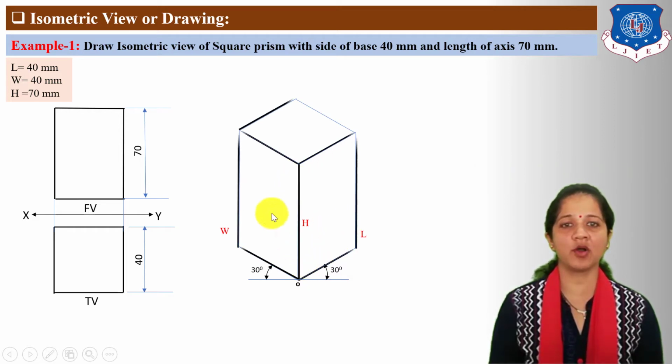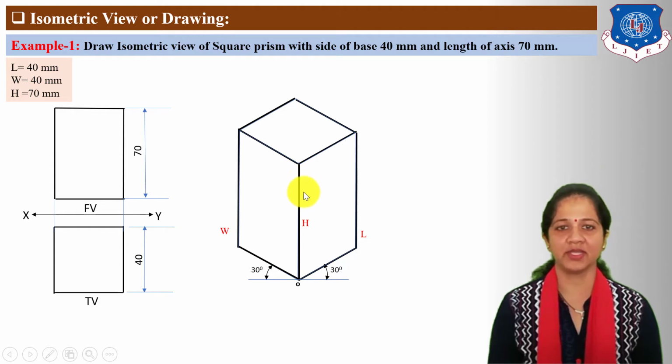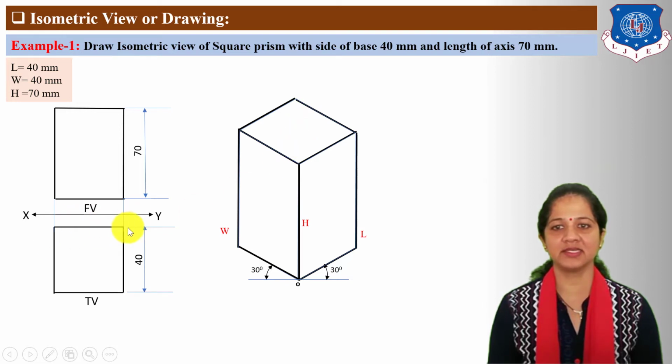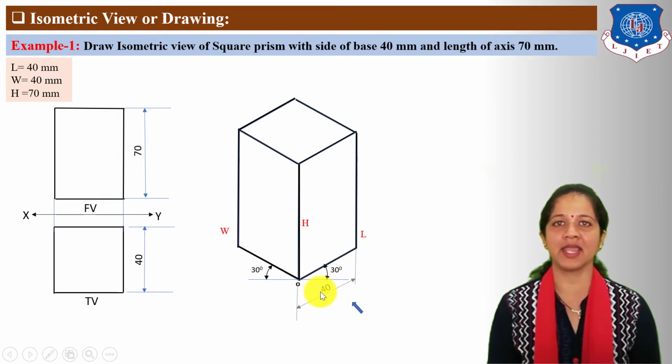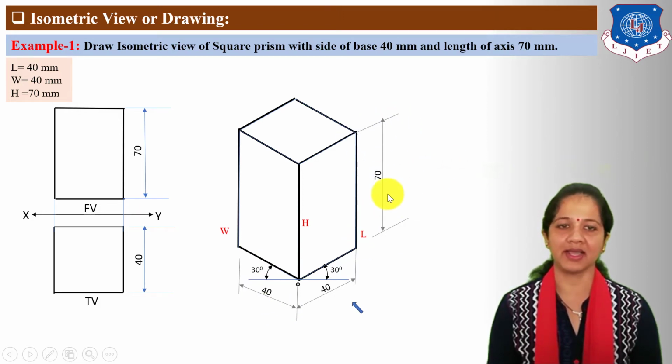Here, this 3D box indicates the square prism. You can see here, the top view of this square prism is a square and the front view looks like a rectangle. Next, locate the dimensions of this square prism. Here, length is taken on the x-axis, so the direction of the front view is this, and locate here 40 mm length. Next, locate here 40 mm width and 70 mm height.